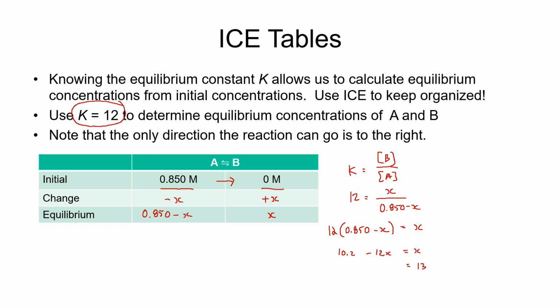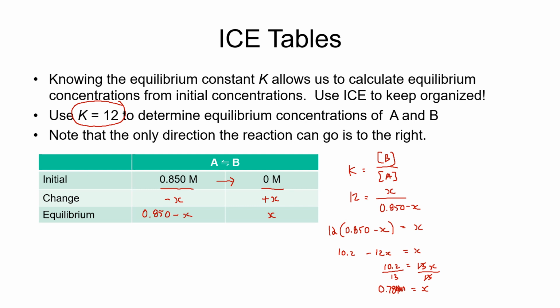And so move them all over to the other side. So there's 13 x's, and this is 10.2. And we'll divide both sides by 13, and we'll end up with x. So 10.2 divided by 13 is 0.78 moles per liter. Oh, I guess, yeah, so 0.784, my bad. That's a 4 in there.